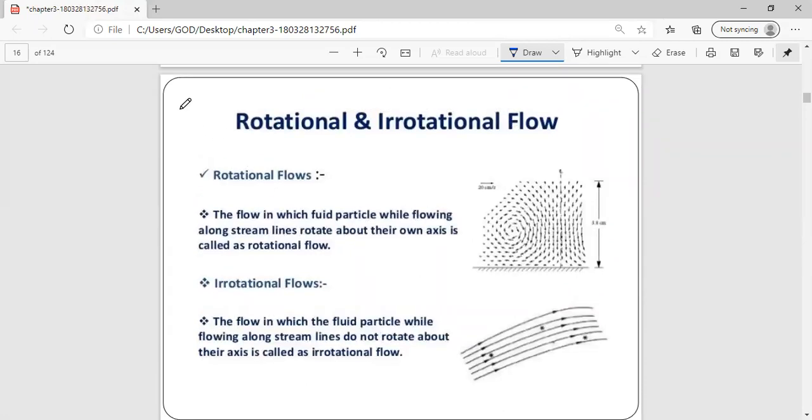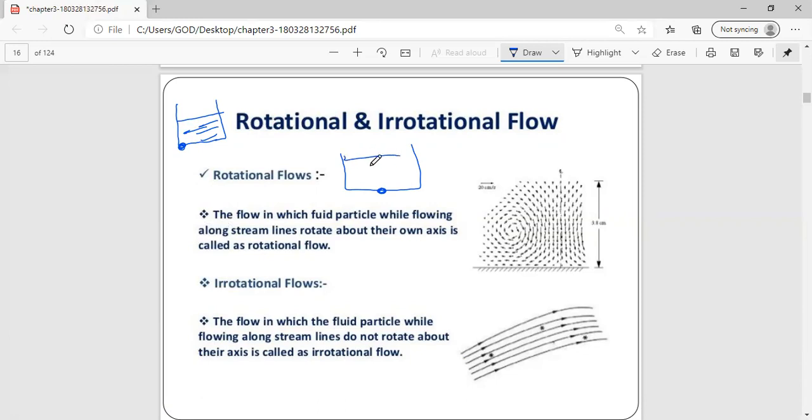Coming to rotational and irrotational flow, a basic understanding, a simple example I'll tell you. You have a sink, a wash basin. You have a hole here. Let me take another wash basin where the hole is at the center. Different types of wash basins we have in the market. So let this wash basin be filled with water.